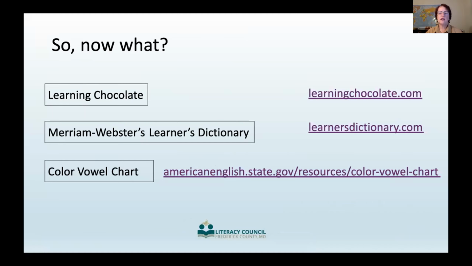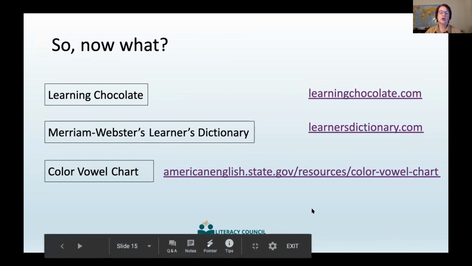All right, now we've got 3 websites that are great for pronunciation. We're only going to visit one of them tonight, but the other 2 are very useful. We're going to look at Learning Chocolate, which has a great name.